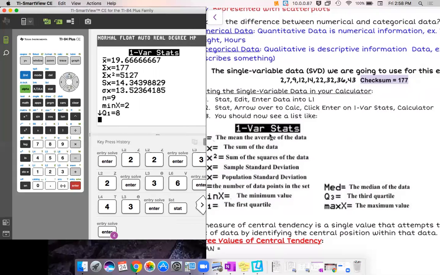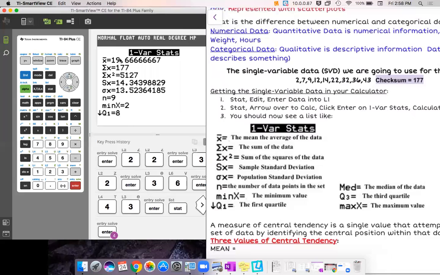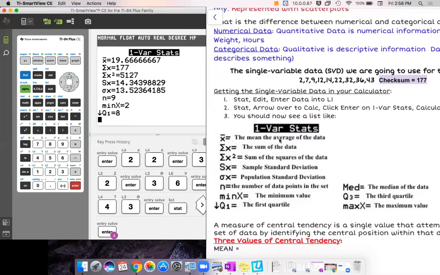And then what these other values are are different things. So this little x bar is the mean or the average of all of your data. This is the sum of all of your values. This is the sum of the squares of the data, which we're not going to use. These two things are your standard deviation. This one is for a sample, this one's for a population, and we'll talk about that way more coming down the road. The n is the number of data points in a set. So in this set, we had 9 different data points that we put in there.